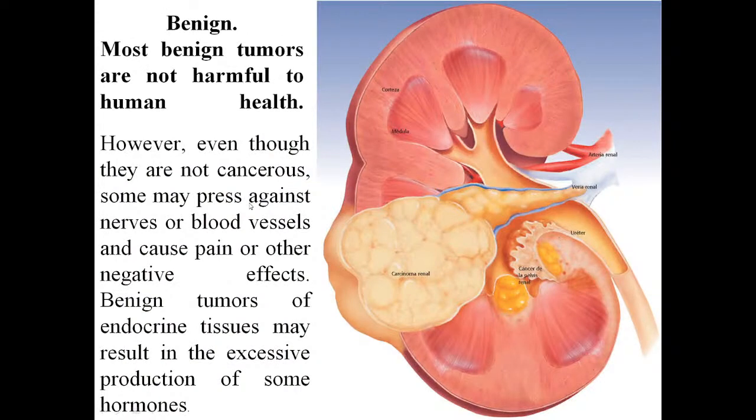Most benign tumors are not harmful to human health. However, even though they are not cancerous, some may press against nerves or blood vessels and cause pain or other negative effects. Benign tumors of endocrine tissue may result in the excessive production of some hormones. And thus you can see the benign tumor of the kidney.